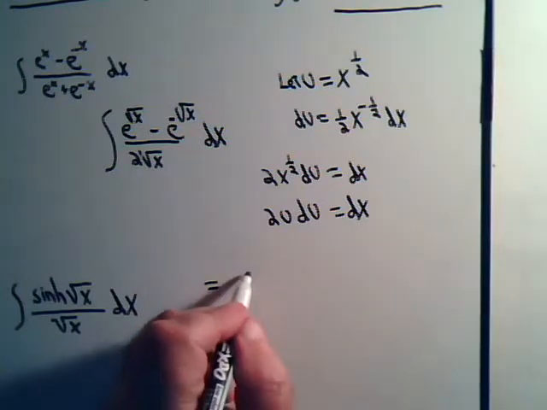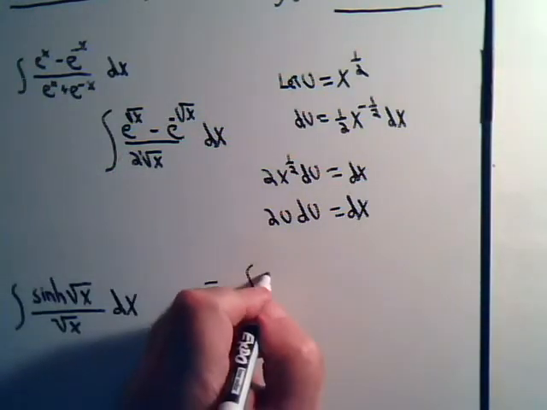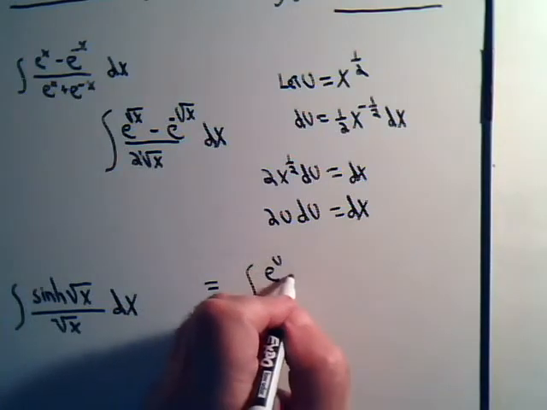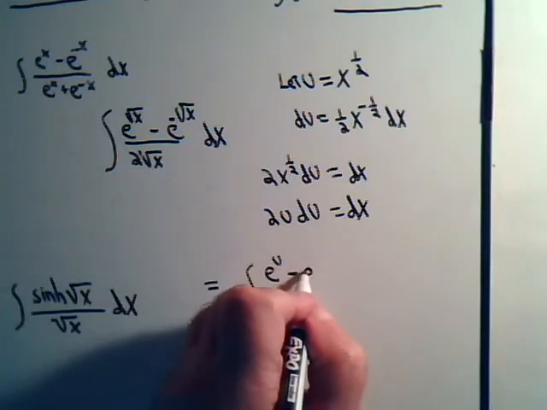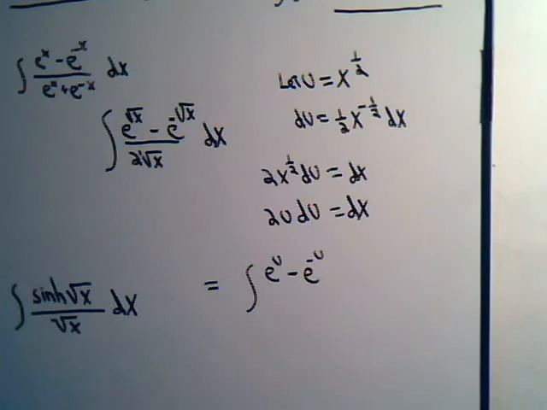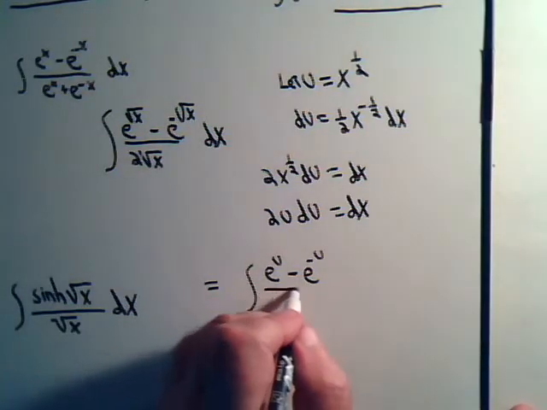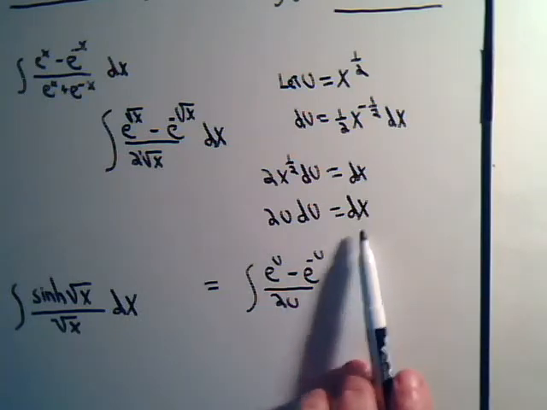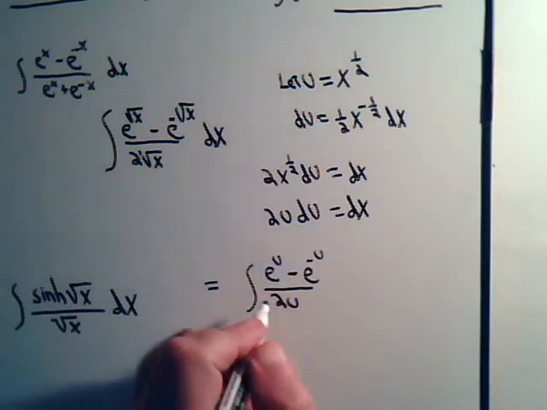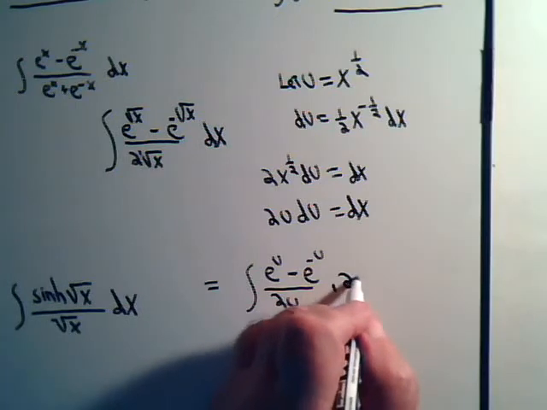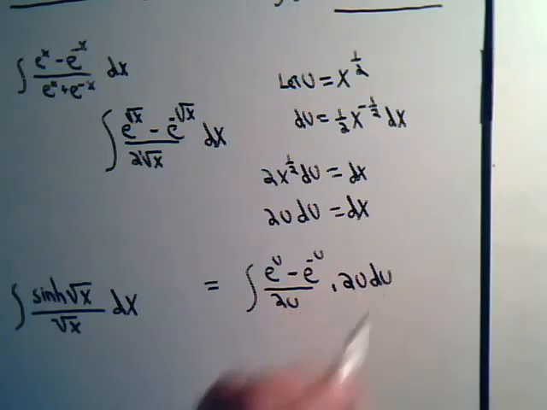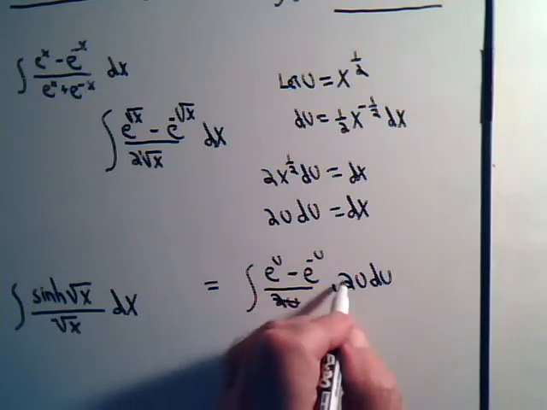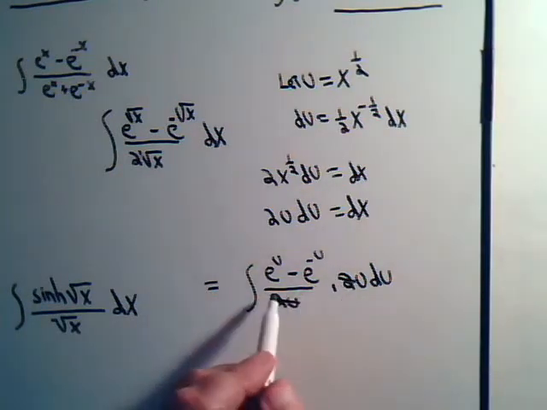We're going to have the integral of e to the u minus e to the minus u divided by 2 times u. Now dx, that's equal to 2u du. So now we're going to have times 2u du. These cancel, and we have this.